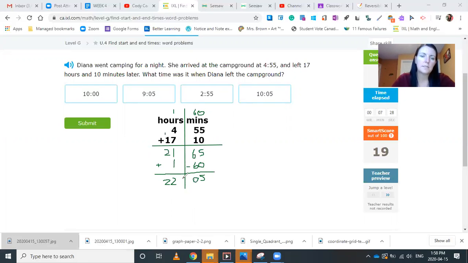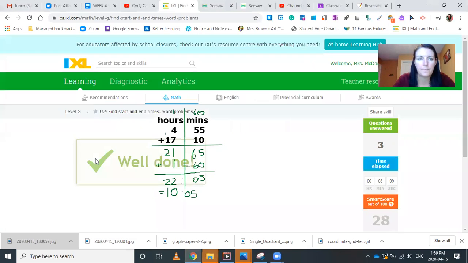Okay. Is there such a thing as 22? Well, in 24-hour time, yeah, but at the moment, we don't have that as an option. So remember, you count on from 12 to 22 and see how many that is. 12, 13, 14, 15, 16, 17, 18, 19, 20, 21, 22. So that's 10, 10:05. So that's equal to 10:05. Do we see that as an option? Yep, we do. 10:05. Wonderful.